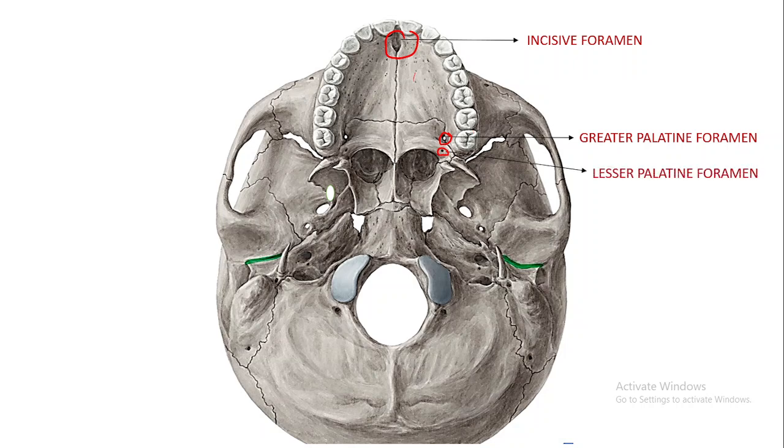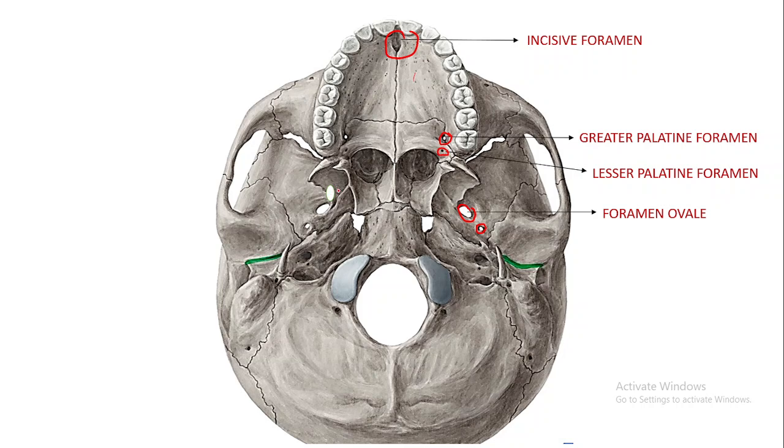Then after that, we'll come to the middle one third of norma basalis. So in that, the foramen which is present is the foramen ovale. This oval shaped foramen is foramen ovale. Behind that, there is presence of foramen spinosum.